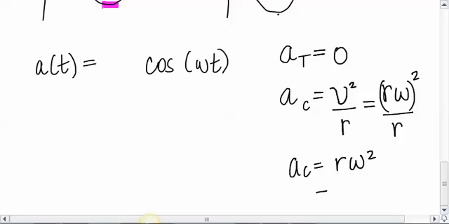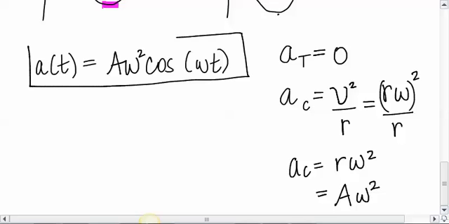And what does r represent? The amplitude. So then take this and dump it back in here, A omega squared. So you calculus people, is that what you expected it to be? Yes. Yay. So I did non-calculus to show it.